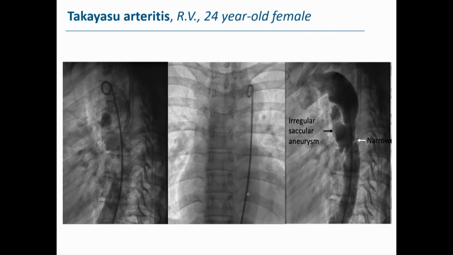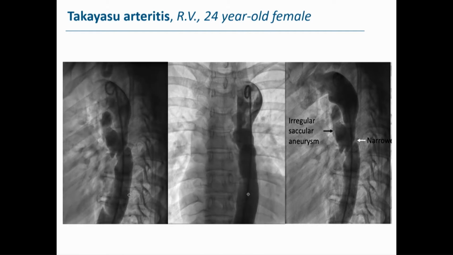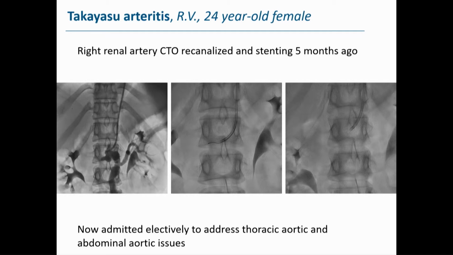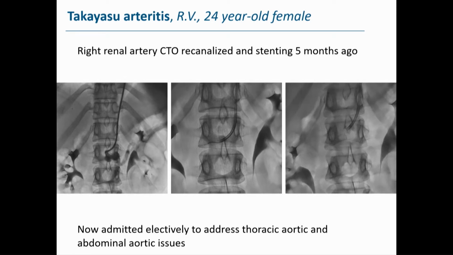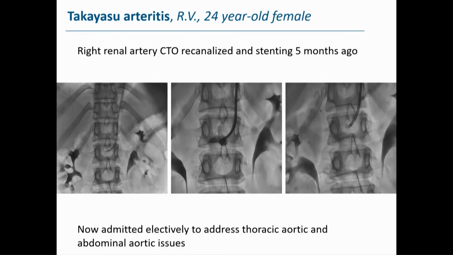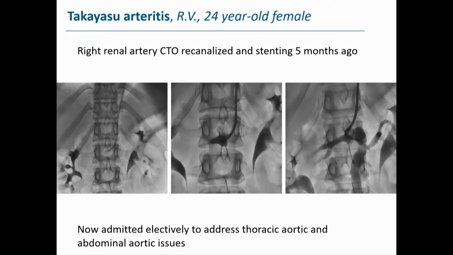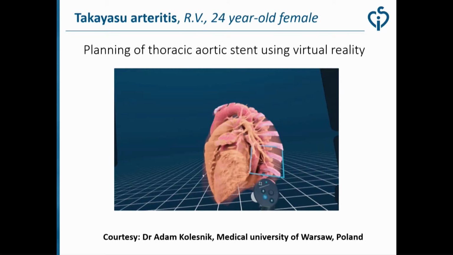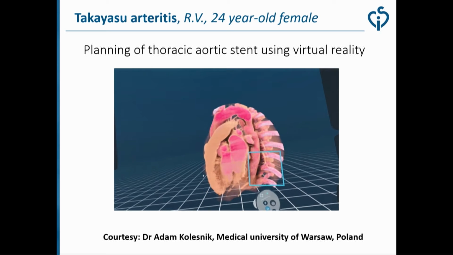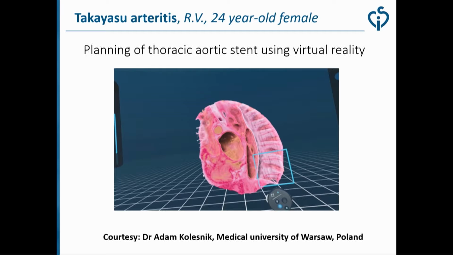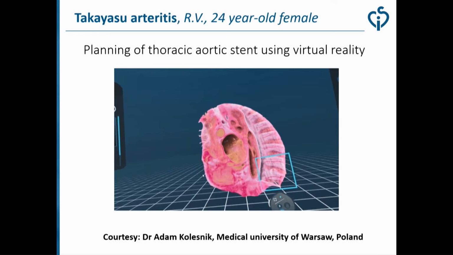This is an angiogram where again the narrowing and the saccular aneurysm are demonstrated. 5 months back, we did a right renal CTO recanalization and stenting of this right renal artery. And now currently she is admitted for addressing the thoracic aorta and abdominal aortic issues. For this patient also, with the help of Dr. Adam Kolesnik, we did a reconstruction using virtual reality, where the dissection flap and the narrowing and the aneurysm were quite well demonstrated.